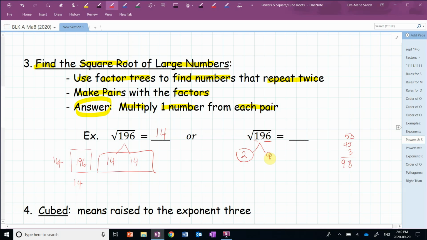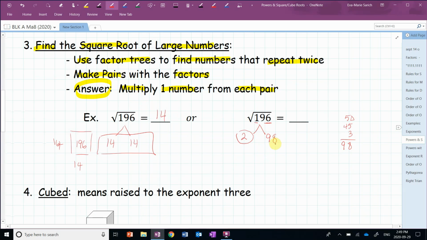So 2 times 98. Now, 98 is not a prime number because it can be divided by 2 because it's even, so it's going to be 2 and something. Well, what's half of 90? That's 45. What's half of 8? That's 4. So that gives us 49. So 2 times 49. 2's prime, so we're going to circle it. Now we need to break down 49.